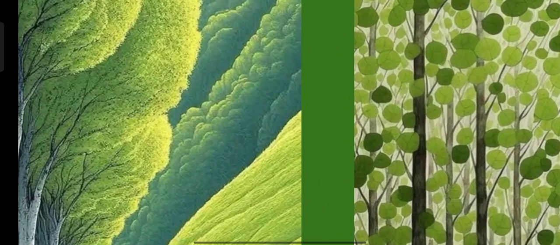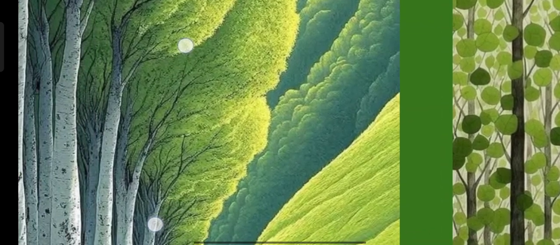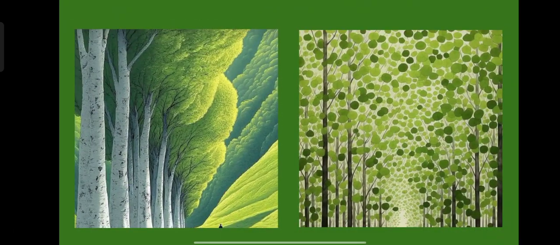As well as for dark green they have used black, isn't it? Here the branches of trees are black, so black is used in both, and obviously white is used in both. So the common colors used for these two pictures are green, yellow, black and white. So the intersection of these two paintings is green, yellow, white and black.